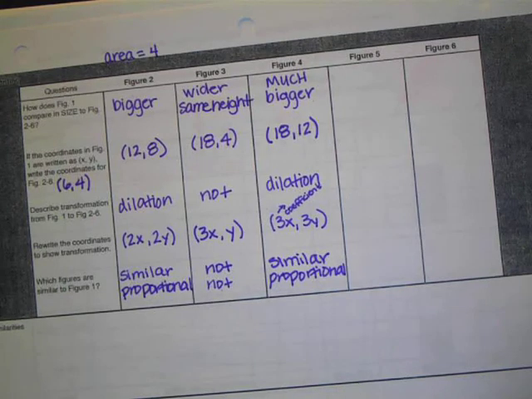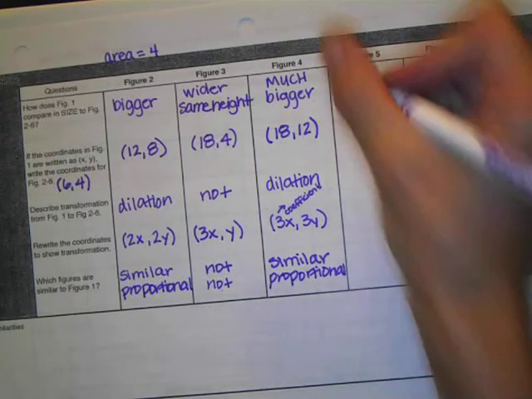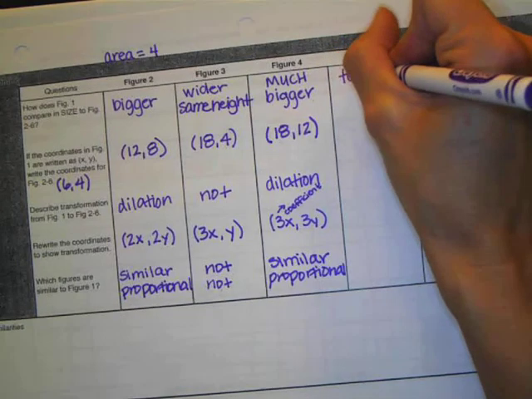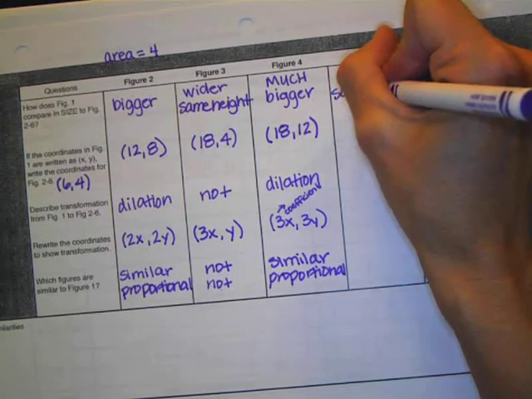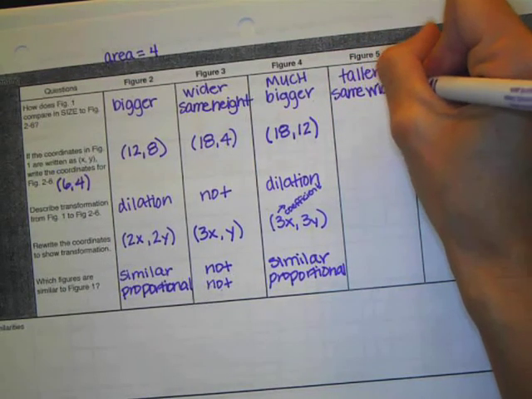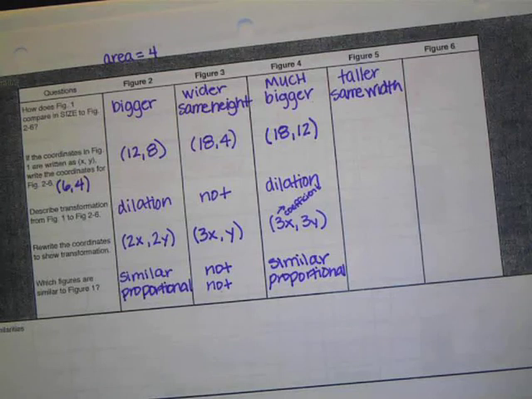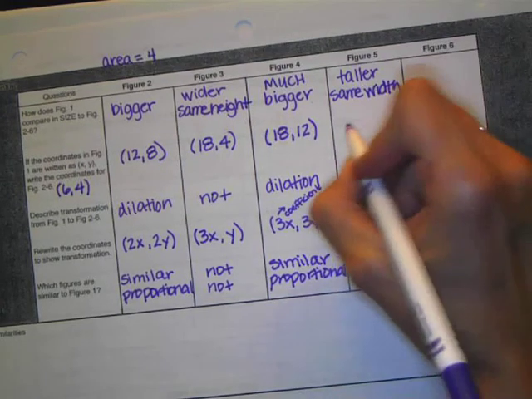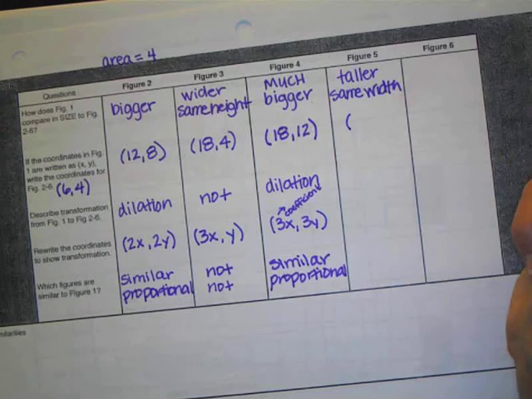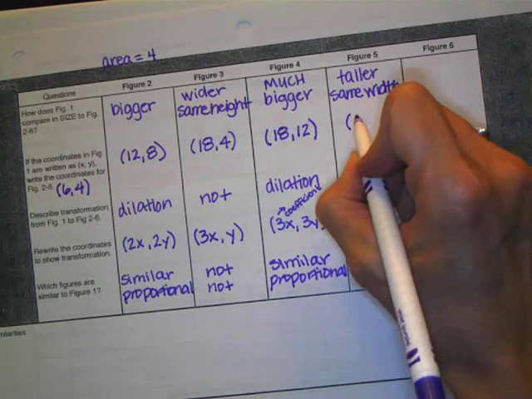Let's look at figure 5. I think we're going to be able to fly through figure 5 because if I remember right, he's just taller. We stretched him out taller. Is his width the same? Yes. Okay, so that one stayed the same. So same width. How many times taller is he? 3. Now, how did you get that? Are you looking at the point or are you looking at the pictures? The point. 6, 12.